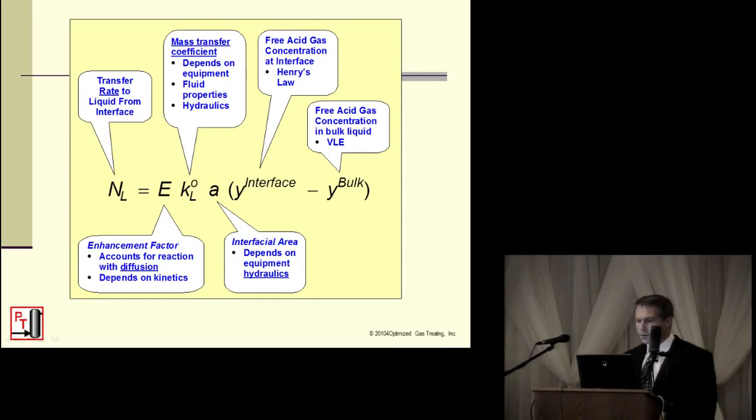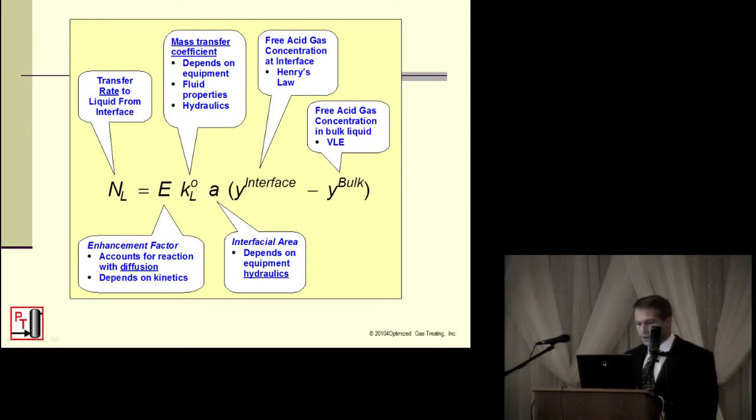The driving force is the concentration difference here I've shown between the interface and the bulk. So for CO2, this is the free acid gas concentration at the interface and the free acid gas concentration before it's reacted in the bulk liquid. This would be like your can of soda pop or beer. If you want to put more CO2 into your solution, you can increase the pressure or lower the temperature. Those both impact the physical driving force for mass transfer.